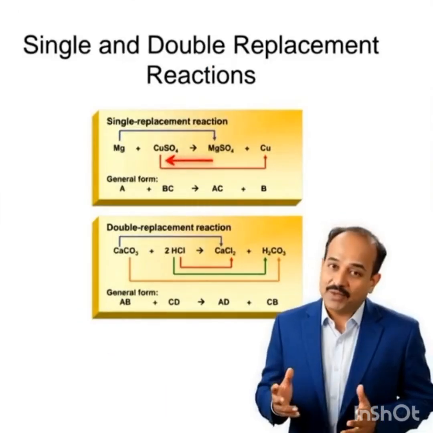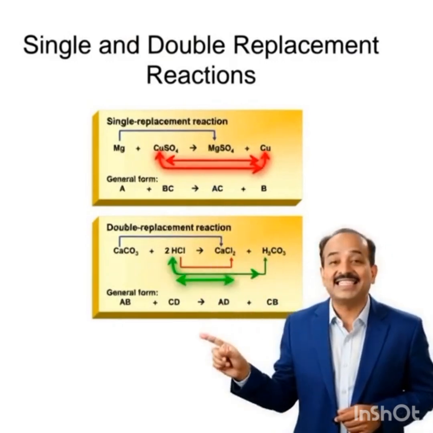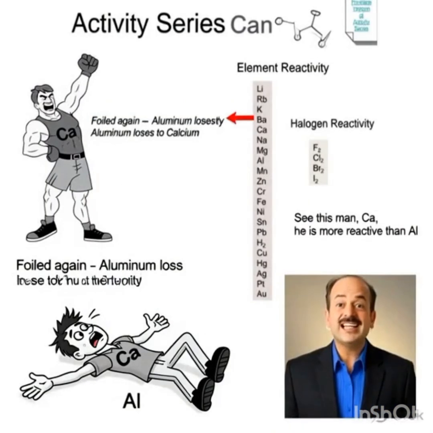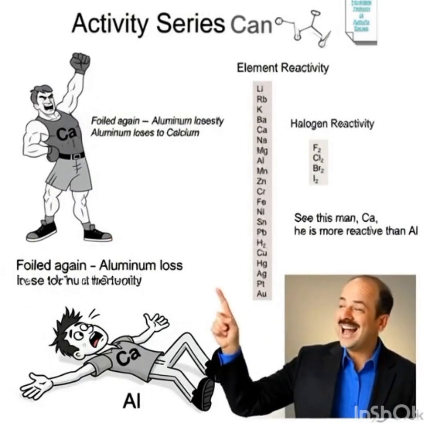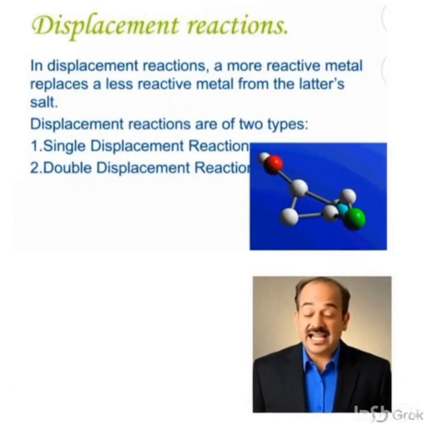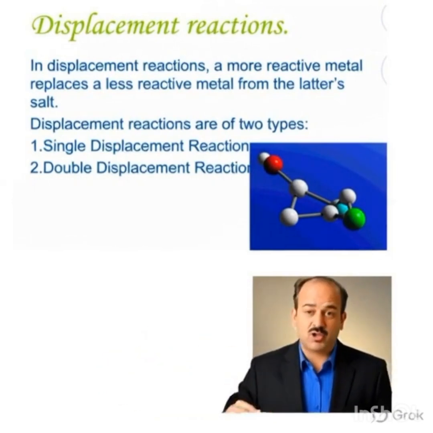In a single replacement reaction, one element replaces another in a compound. In a double displacement reaction, two compounds exchange their components. Today we'll learn about the activity series. So Ca displaces Al in the reaction. In displacement reactions, a more reactive metal replaces a less reactive metal from the latter's salt.